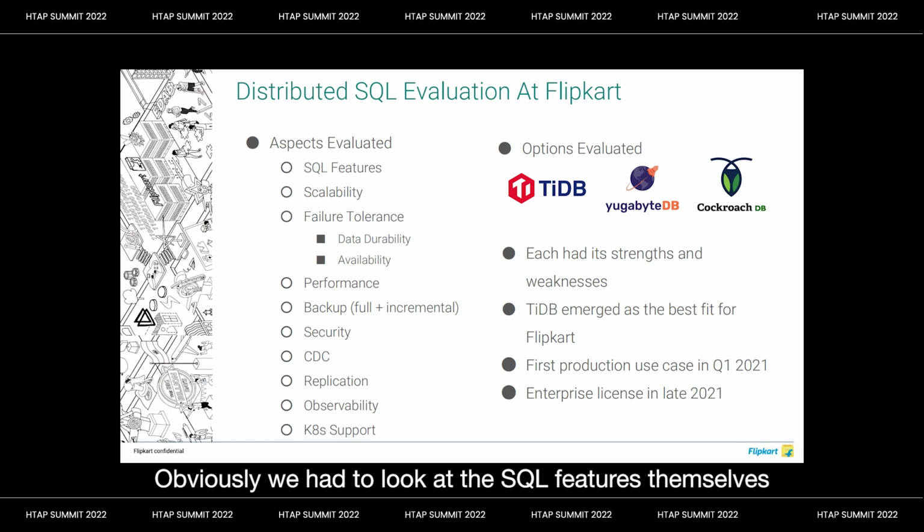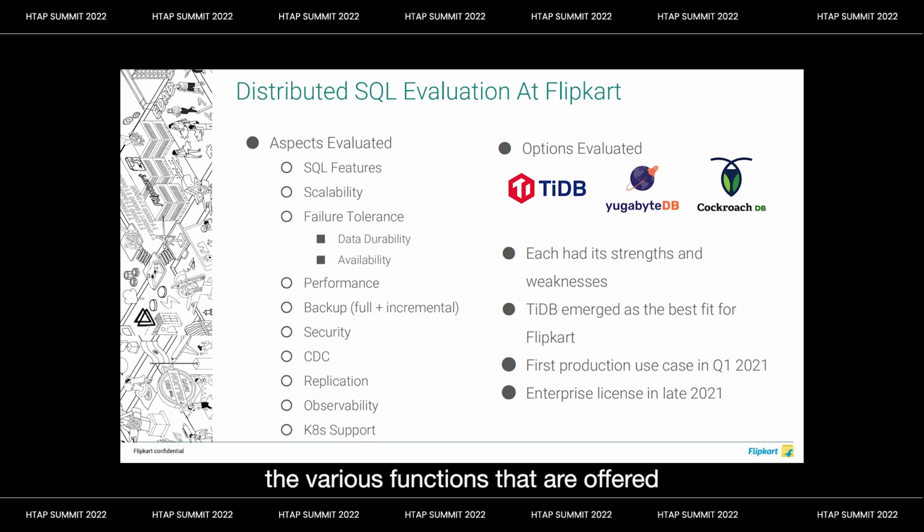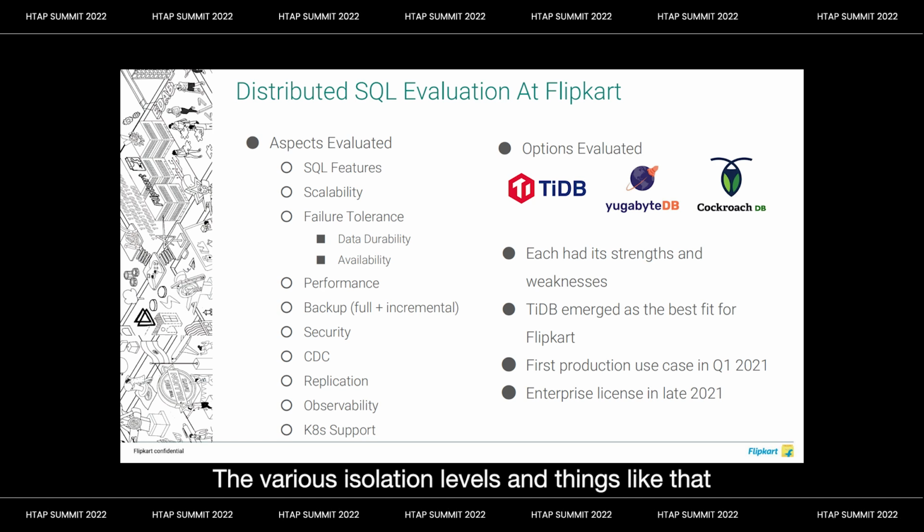Obviously, we had to look at the SQL features themselves because SQL on its own is a huge surface area in terms of features. There is not only the SQL data model and the various data types, the various functions that are offered. There are secondary indexes. You have to think about joins. Then there is the whole transactionality bit of it, the various isolation levels and things like that. So we looked at all of those aspects, what is provided by each of the options.